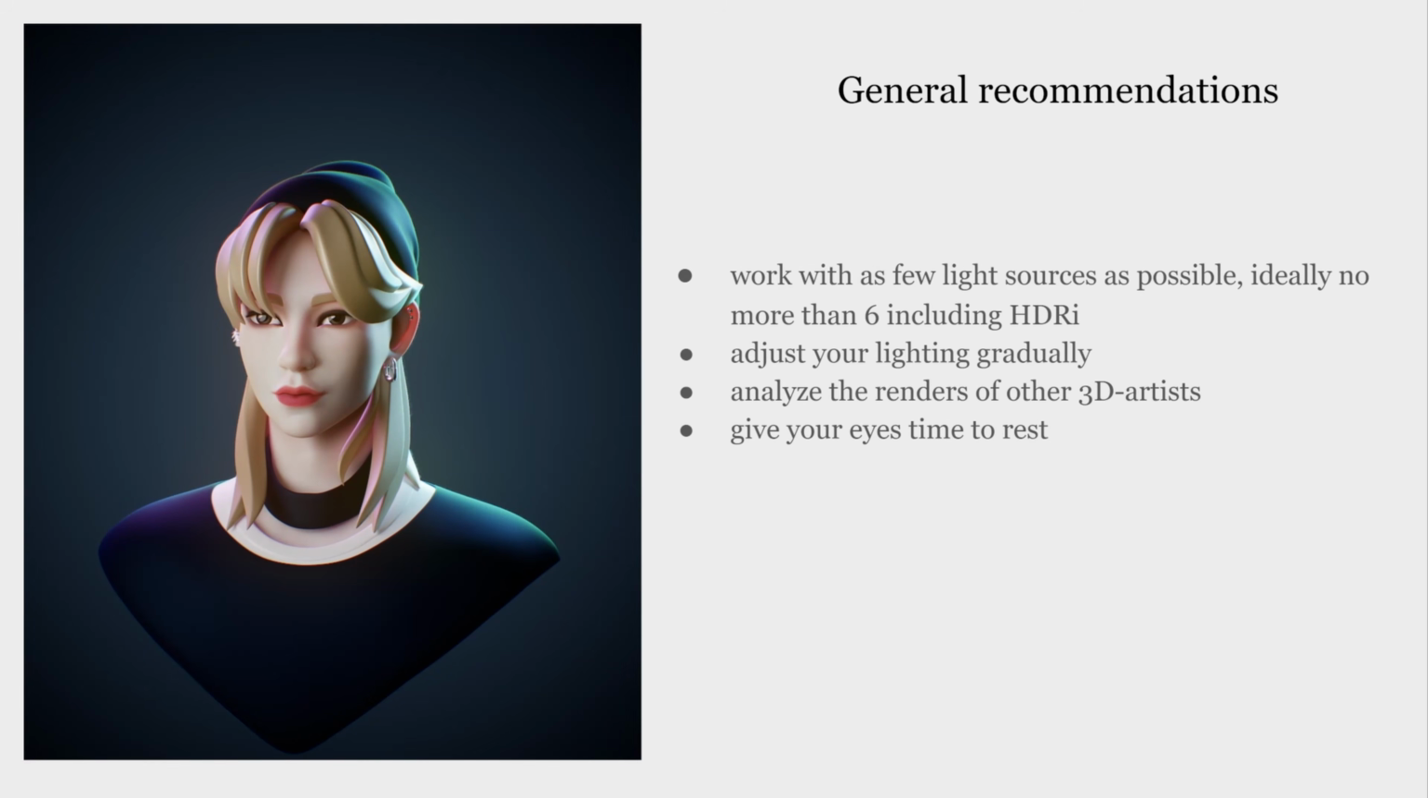Lastly, I would like to give you a few tips on adjusting lights in the render scene. So first, try to work with as few light sources as possible. Ideally, no more than 6 including HDRI. Managing 20 light sources in a scene can become too challenging, and it will not be possible to avoid overlighting. Also, adjust your lighting gradually. Start with the fill light, then the key light, followed by the rim light. Be mindful when adding additional lights.